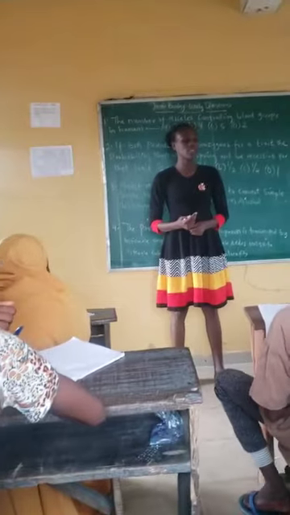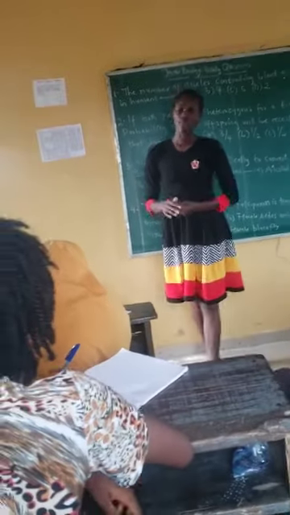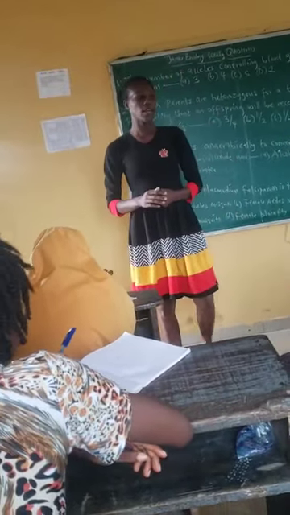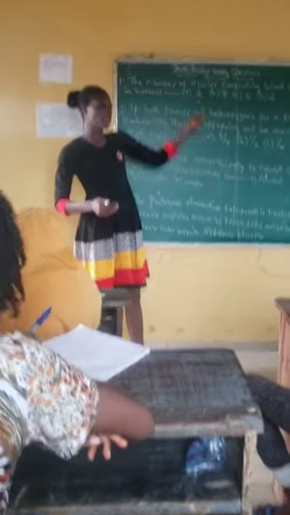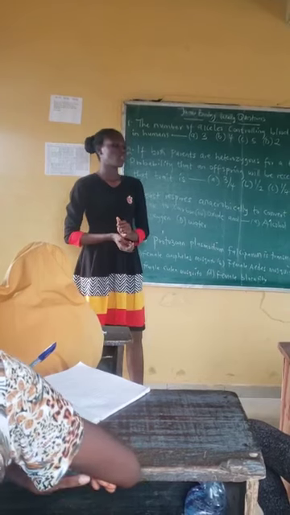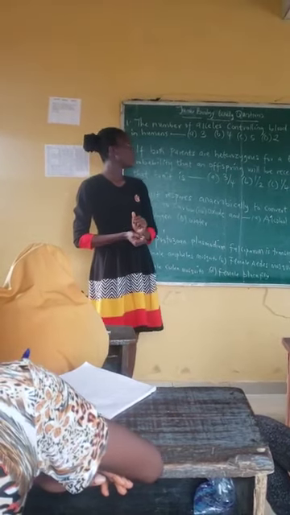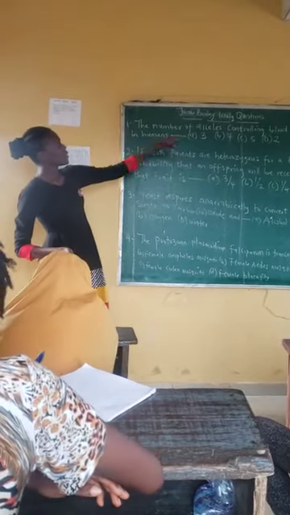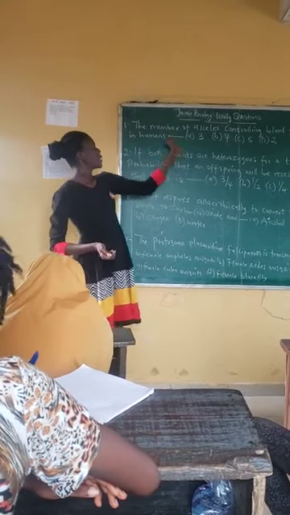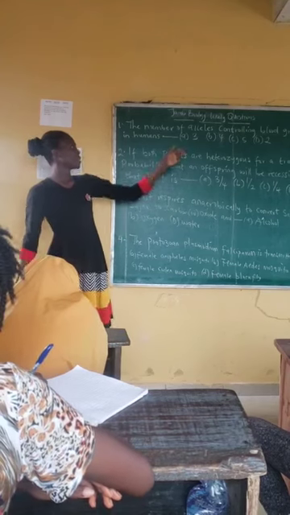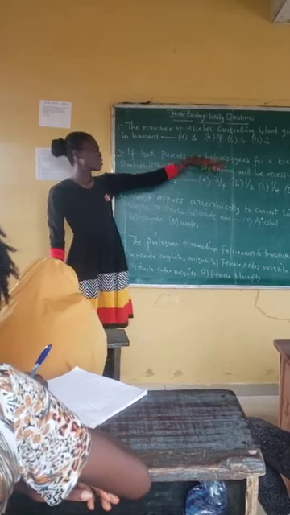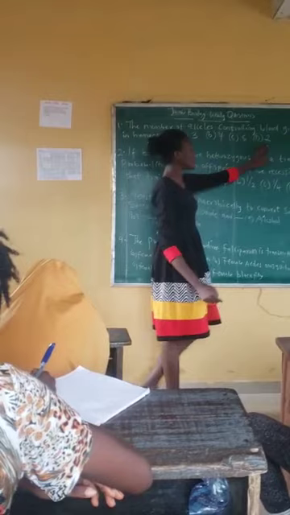Today we'll be treating some JAMB likely questions on biology, okay? The first question: the number of alleles controlling blood groups in humans is? A, 3. B, 4. C, 5. D, 2.